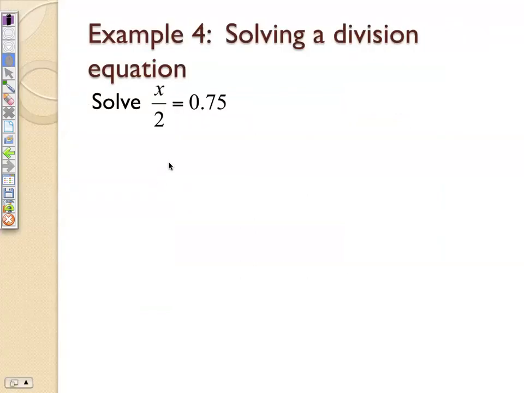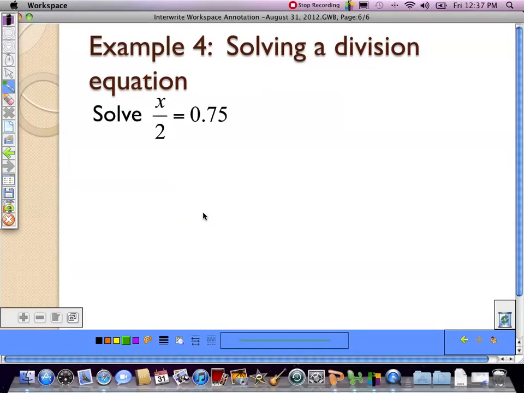All right, example 4, let's try solving a division equation. So again, I'm going to start by drawing my line straight through the equal sign. And now which side do you think we need to start on? Okay, if you said the left side, you are correct because that is where your variable is located. It's very important that you always start on the side with the variable.